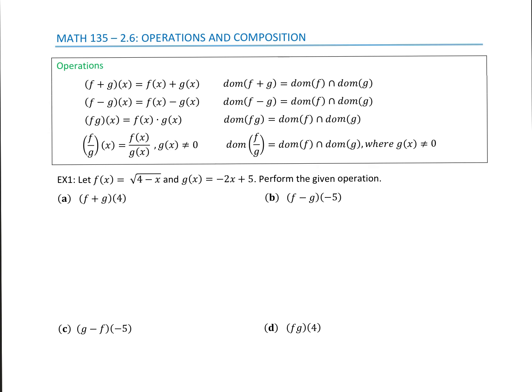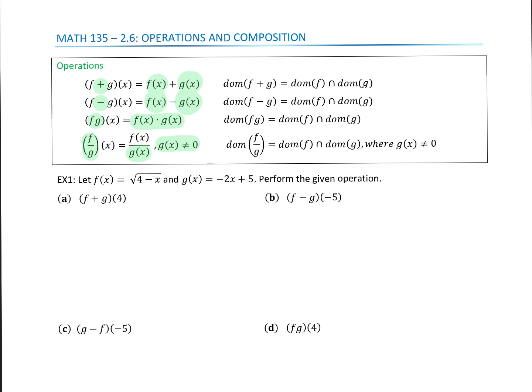If we're talking about two functions, f and g, we can do addition of those two by combining f of x plus g of x. We could do subtraction, f of x minus g of x. You can do multiplication, f times g. And lastly, you can do division. However, be careful with division. Because we have g of x in the denominator, remember, we cannot have 0 in the denominator, so g of x cannot equal 0.